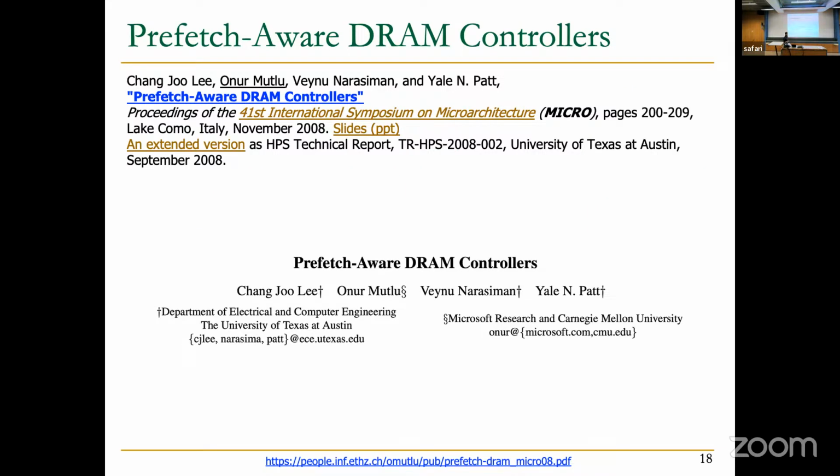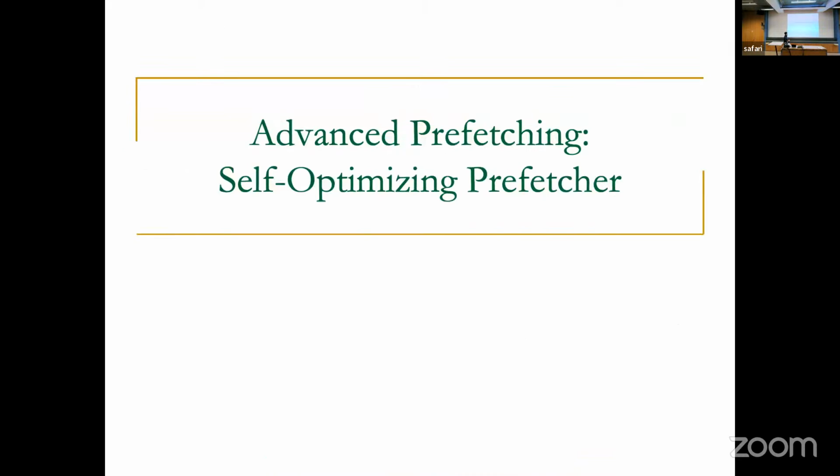Do we have any questions on the prefetch aware DRAM controller till now? If not, let's go to the next topic, which is the self-optimizing prefetcher. We are now going back to the discussions that we left yesterday, seeing the progression of the complex prefetcher, and we are going to catch up from there. We are going to see an even more sophisticated version of prefetching algorithm.